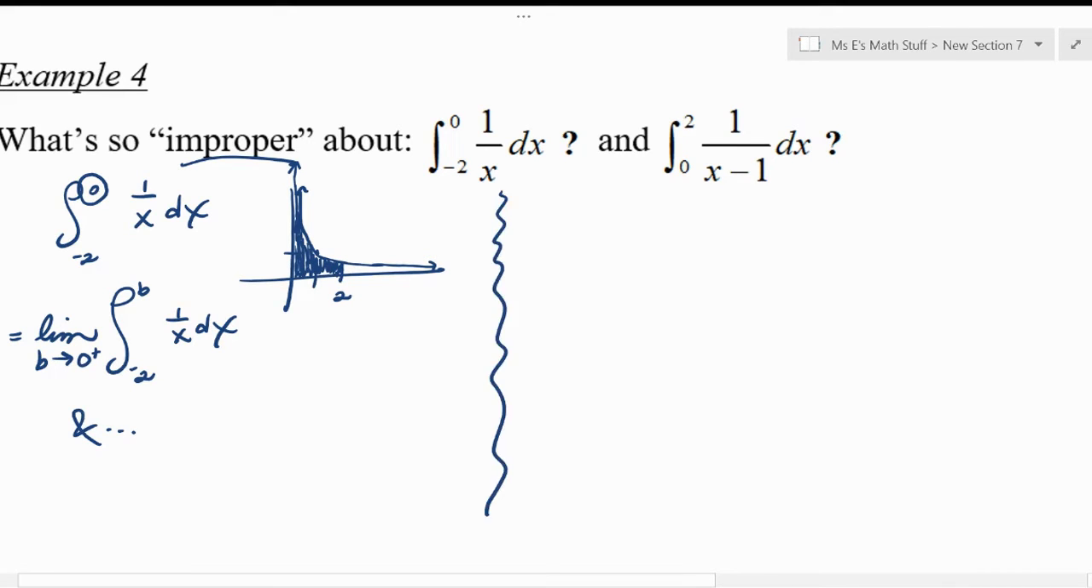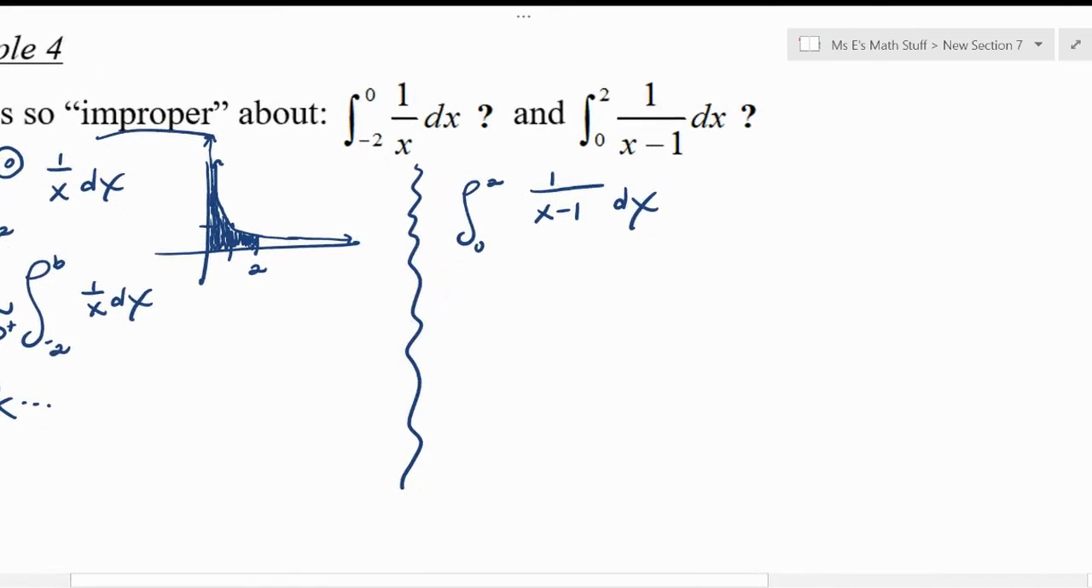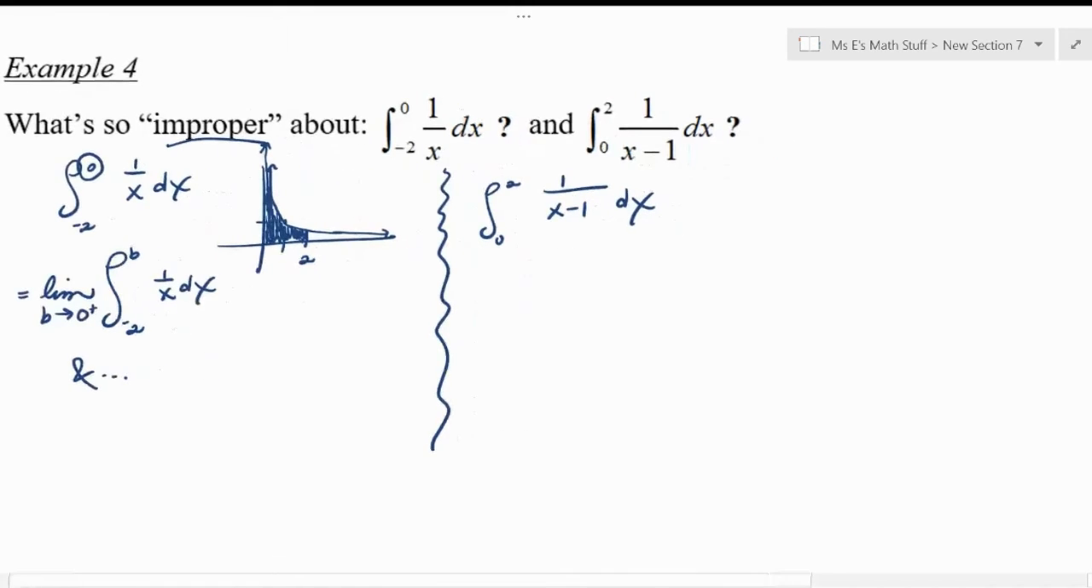Okay. Now let's look at the integral from 0 to 2 of 1 over x minus 1. And again, I do think that you will be most empowered if you can just think graphically about something like this. So let's look at the graph of 1 over x minus 1. That's just a 1 over x graph that got shifted to the right one. So it has a vertical asymptote at x equals 1.